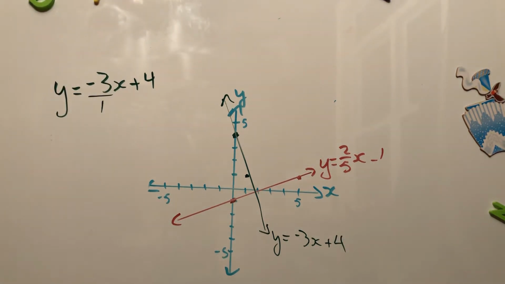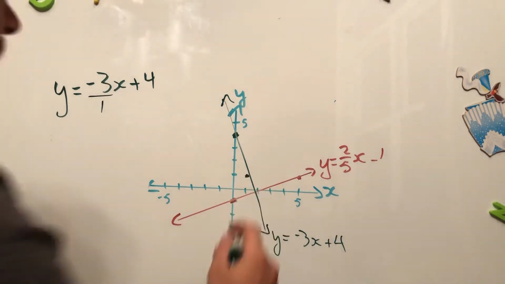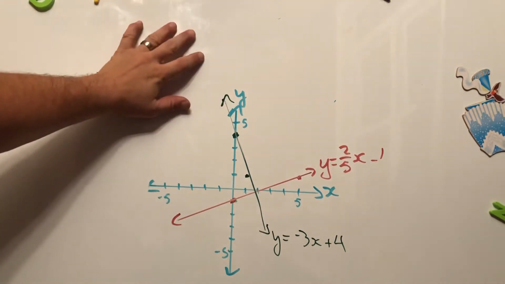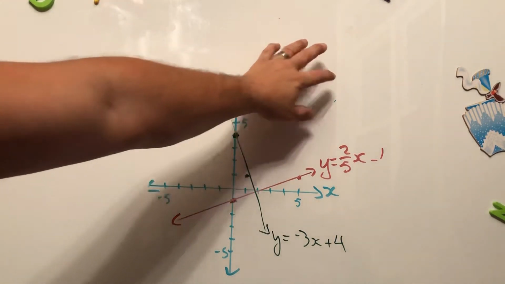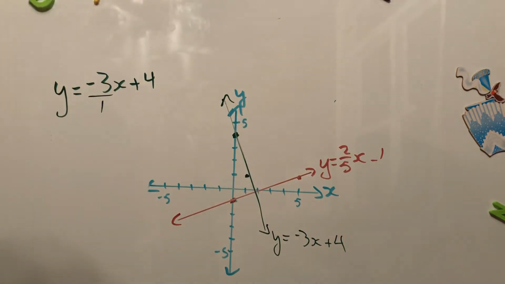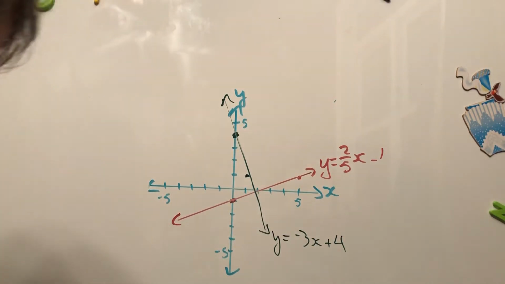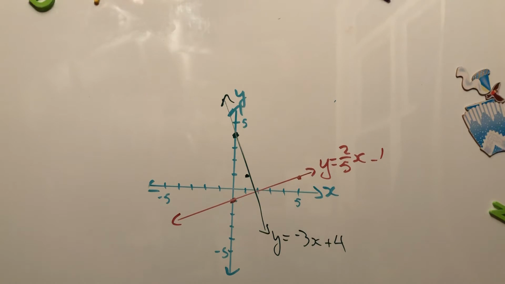Great. Now I know my ruler kind of slipped a little bit here, but it's important to note that negative slope lines will rise toward this quadrant, and positive slope lines will rise toward this quadrant. Let's take a look at yet another example that's just getting a little bit more complicated now.